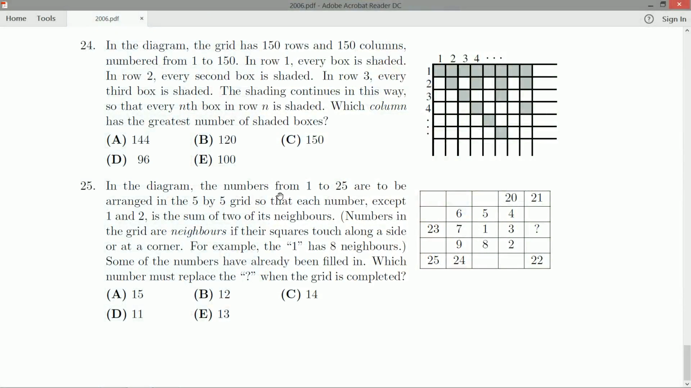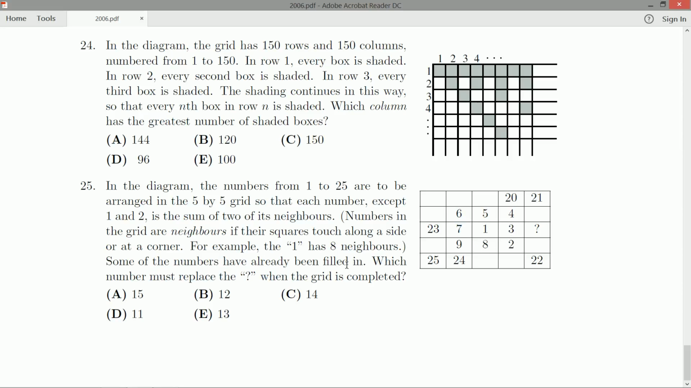In the diagram, the numbers from 1 to 25 are to be arranged in the 5x5 grid, so that each number, except 1 and 2, is the sum of two of its neighbors. Numbers in the grid are neighbors if their squares touch along a side or at a corner. For example, the 1 here has 8 neighbors: 6, 5, 4, 3, 2, 8, 9, and 7. Some of the numbers have already been filled in. Which number must replace the question mark when the grid is completed?